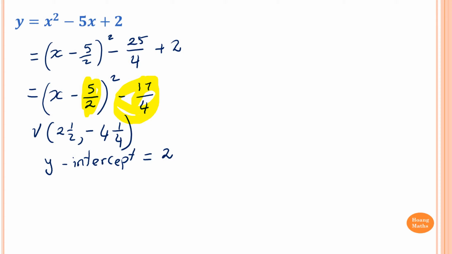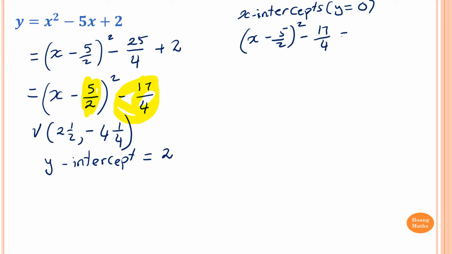Now, next step is we need to find the x-intercepts. So x-intercepts is when y is equal to 0. So we can make this equal to 0, but I'm not going to do that because I already converted it into perfect square form. So I just use this to solve it. I just write x-intercept first: that means when y equals 0. So when y equals 0, this means that x minus 5/2 all squared minus 17/4 is equal to 0.